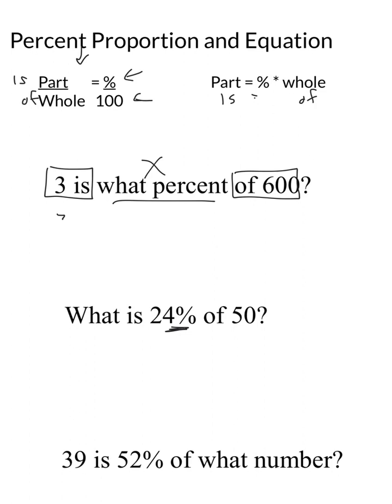So 3 is your part, 600 is your whole, so 3 over 600 equals your percent, which we don't know, which we're looking for, over 100. It's always over 100. Or if you're going to use your equation, part is, so 3 is what percent, I don't know, times the of, which is 600. So to solve these, you're going to use your cross products for this one.